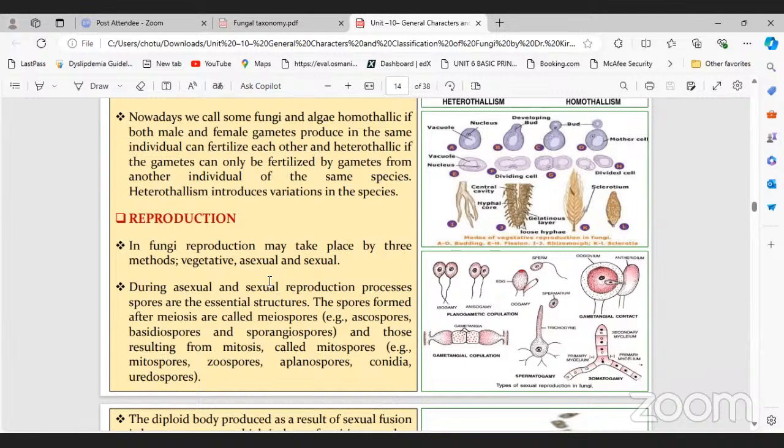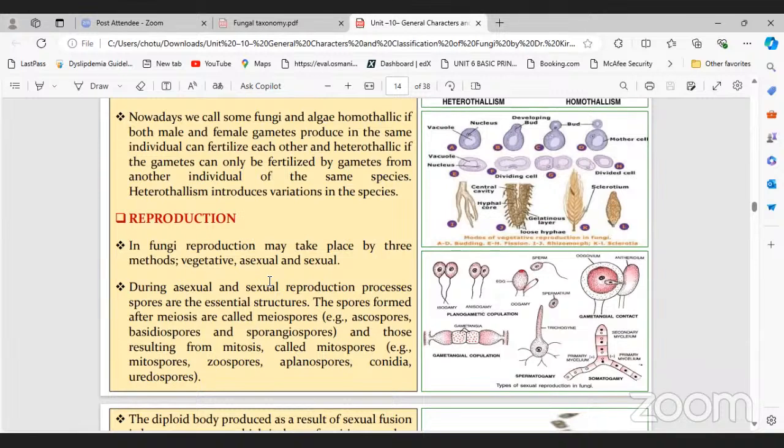It has since been reported in other groups of fungi as well. Asexual reproduction is being used here in a broader sense, including vegetative reproduction also.